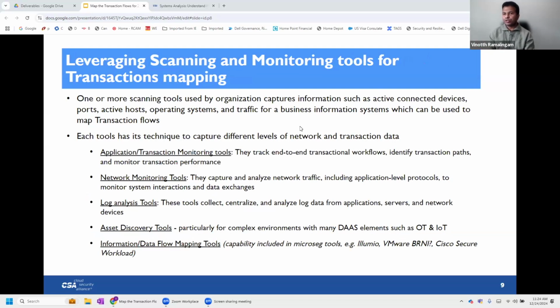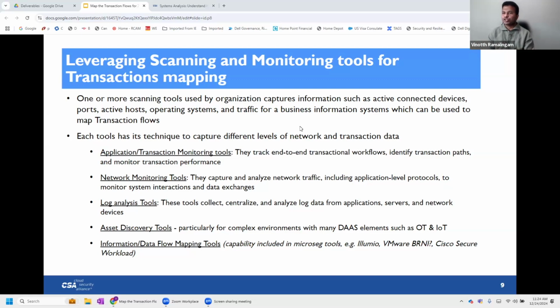So the organization might already be using lots of logging analysis and other types of network scanning tools, which they can leverage. They do not have to start from scratch or start by purchasing new tools. They can leverage the existing tools. And we talk about how the different tools collect a different set of information, how that can be consolidated, and with which they can derive the transaction flow.